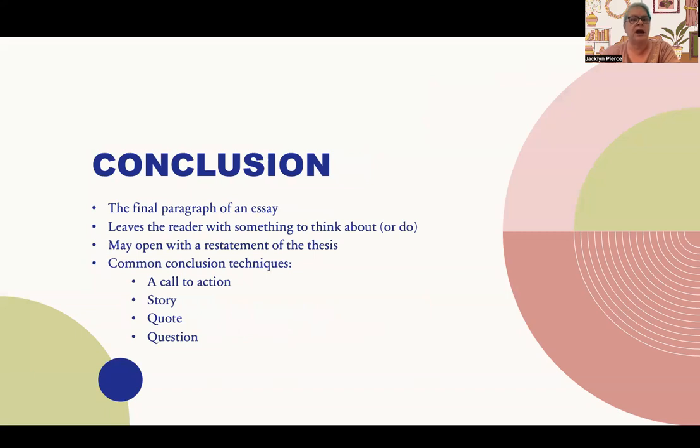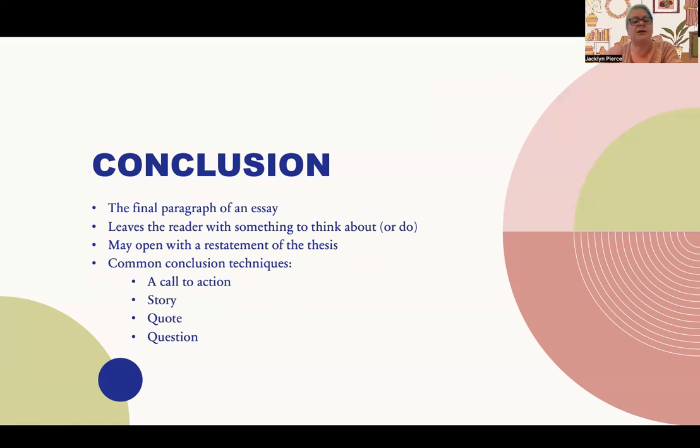Conclusion, of course, is the opposite end, the final paragraph of the essay. And traditionally, we think of the conclusion as leaving the reader with something to think about, or even to do, to take some action. Usually in the traditional setup, the first sentence of the conclusion is sort of a restatement of the thesis. You want to be careful that it's not just literally a restatement of the thesis, but kind of a recap.